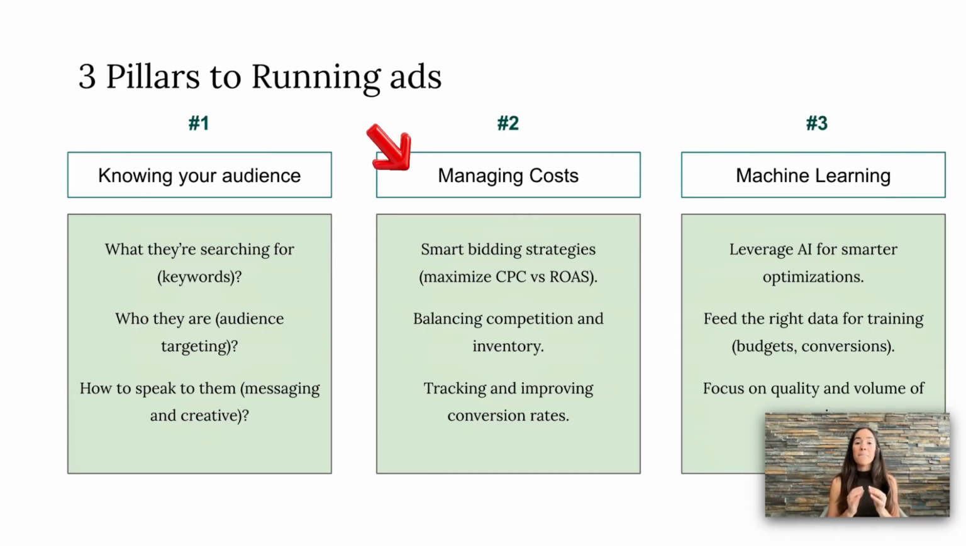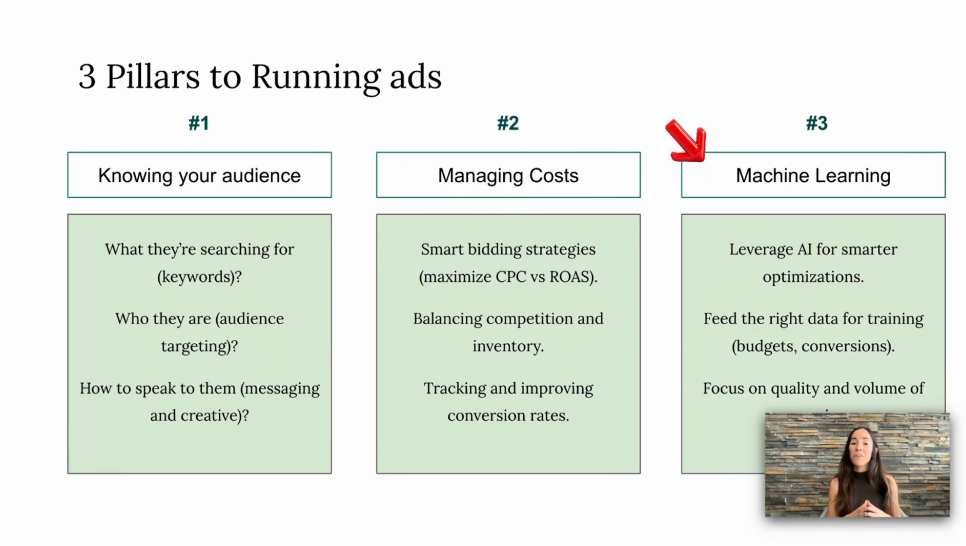The second piece is managing costs. So you can use smart bidding, or you can use manual bidding, balancing competition and inventory, tracking and improving conversion rates. So it's all about things that you do have control over, decisions that you are making for your campaigns. Then we have machine learning.